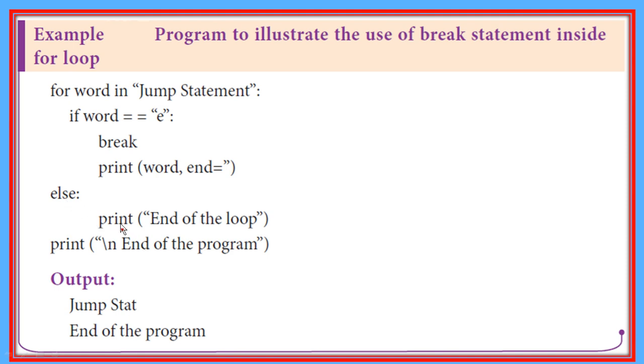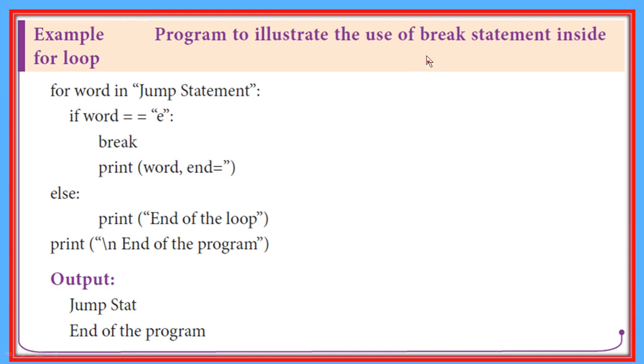Here in the else structure, the print statement "end of the loop" is used. This statement isn't executed because the break statement terminates the whole for structure. So the else case is also not evaluated here. The control transfers to the statement outside the for loop, the print statement "end of the program". So the output is jump stat and end of the program.